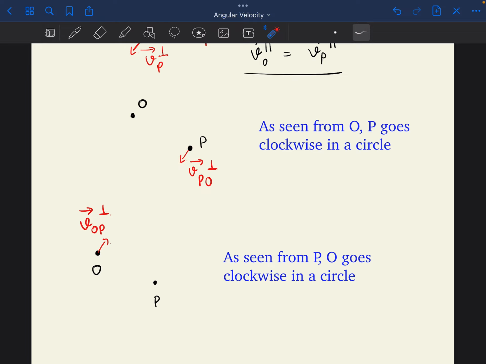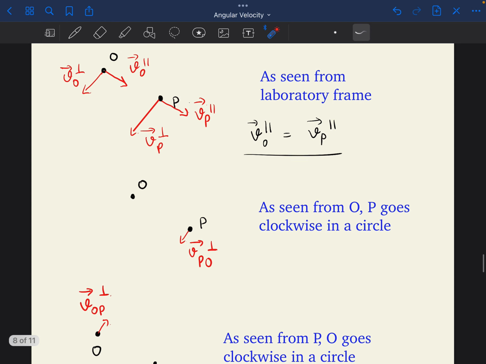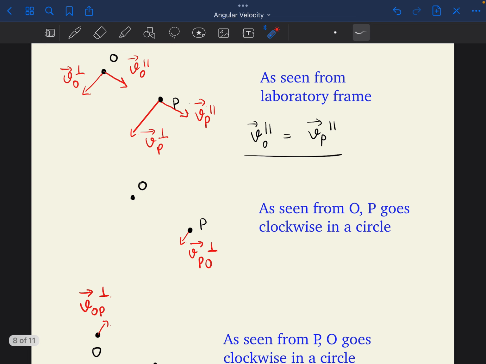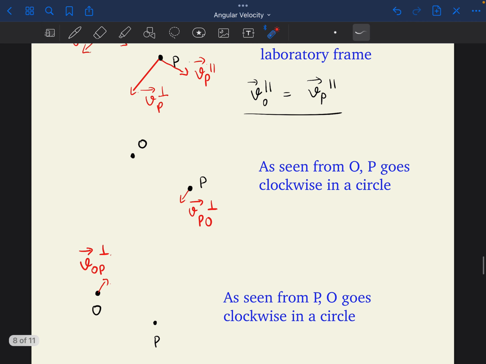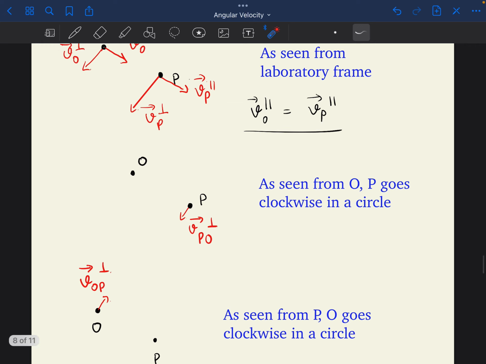So you can check it out on your own. It's a good exercise to apply the concept learned in this video in this particular case, from both sides, as seen from O and as seen from P, right? So as seen from O, if I do Vp perpendicular minus Vo perpendicular, I get this little vector, and therefore I can say that because this is perpendicular, P is moving around in a circular path, right?